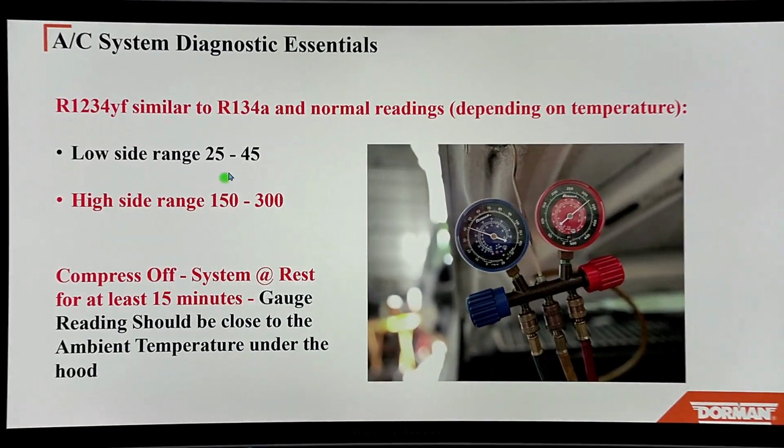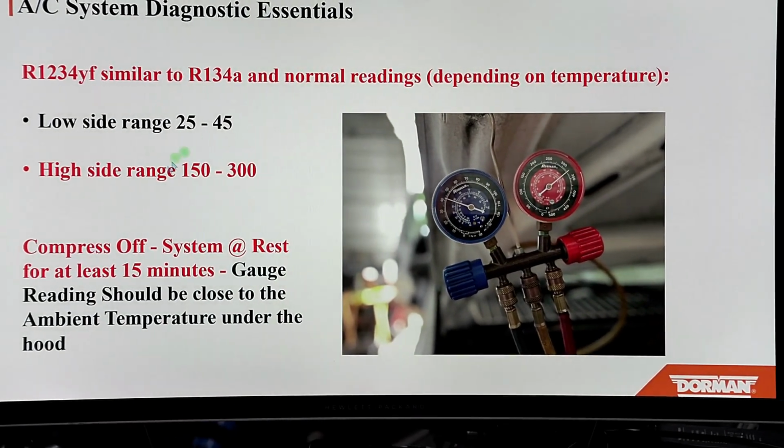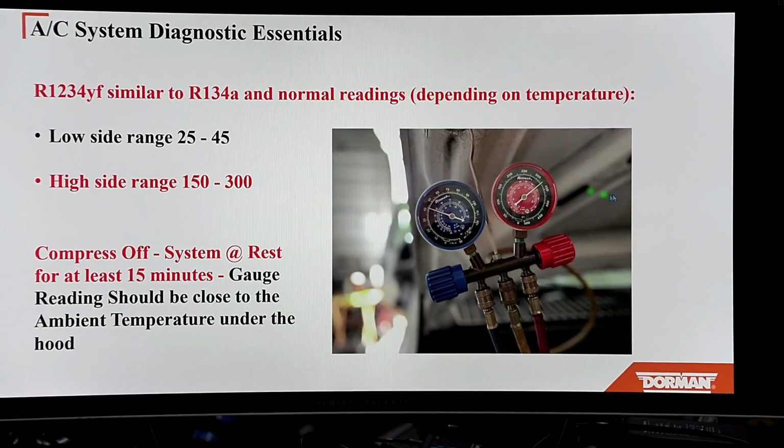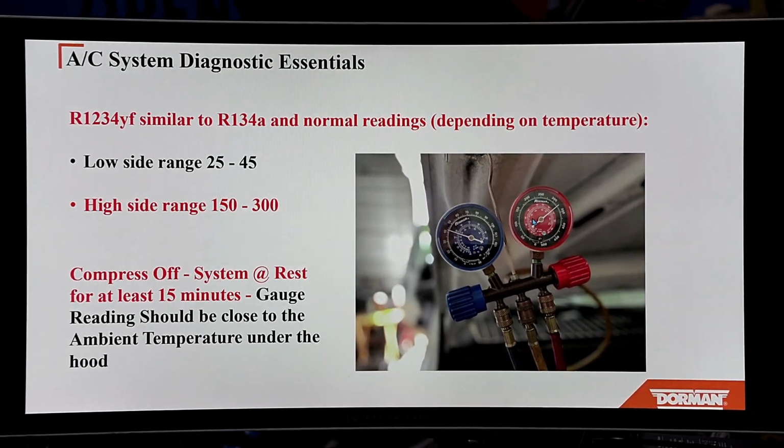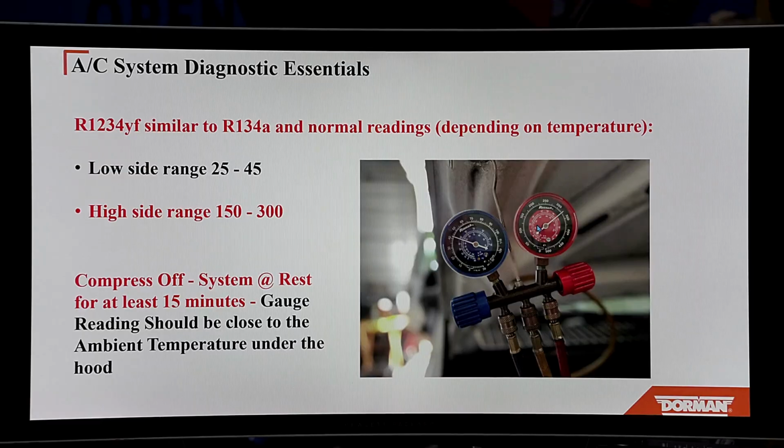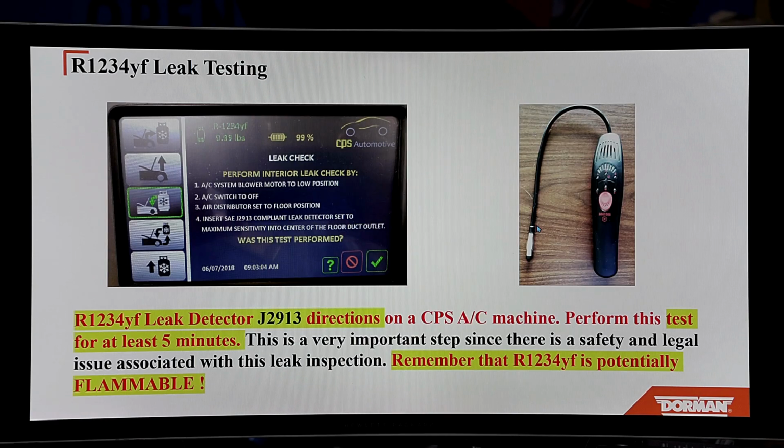Low side, good ranges, 25 to 45. High side, 153 something. As long as you don't go over 350, the high pressure shut-off switch will shut it off. Compressor off, system at rest, at least 15 minutes. Gauge should be close to ambient temperature under the hood.